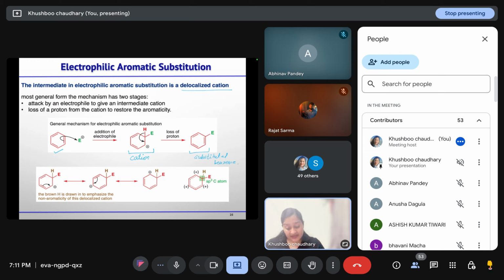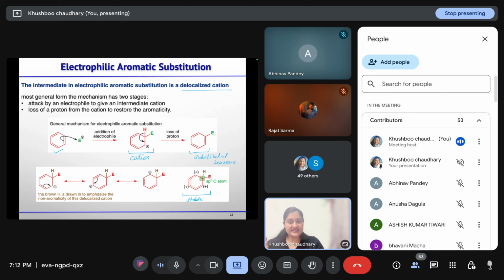Okay, and these are the different resonating structures of your intermediate carbocation, and because of the delocalization only, this carbocation is stable. This way we can show that the positive charge is distributed on three carbon atoms, and this carbocation is stable. And after the loss of a proton, aromaticity is regained. If the chance of aromaticity regain was not there, then the aromatic substitution will not happen in that case.